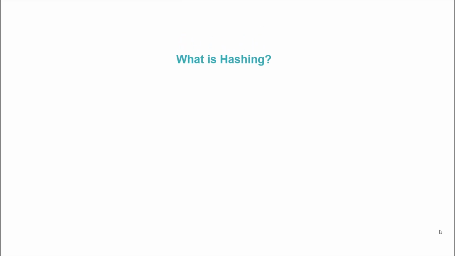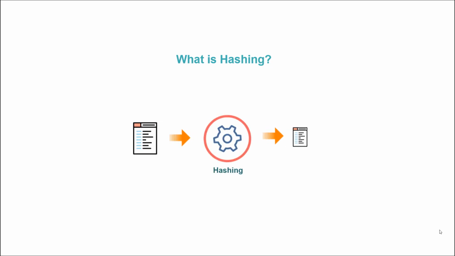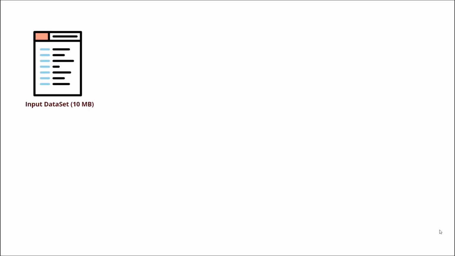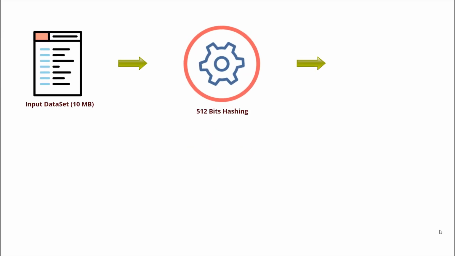In this video, I am going to explain what hashing is. Hashing is the process of compressing or reducing a dataset of arbitrary size into a fixed size. What does it mean? Here, arbitrary size means a variable size. So for example, if you are hashing an input dataset of size 10 MB, the hashed output dataset size will be 512 bits, which is 64 bytes.